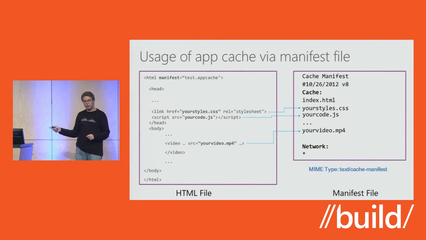You've got to specify the MIME type over there. If you don't specify it, some browsers won't understand the manifest file, and won't cache anything. So beware of that on your web server. Don't forget to add this MIME type if it's not set already.